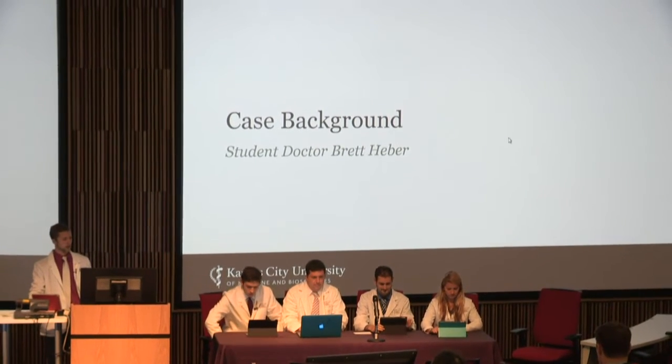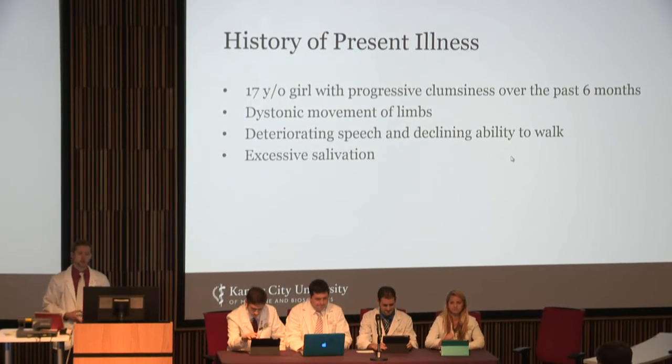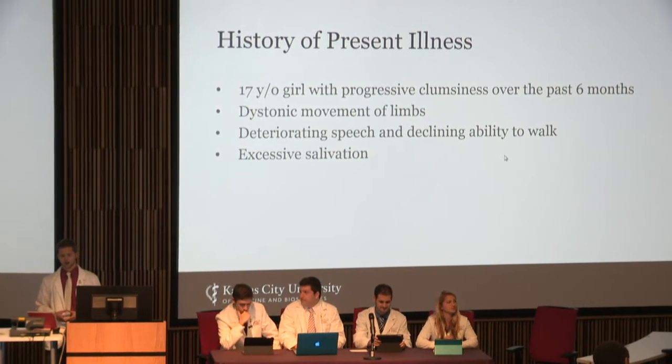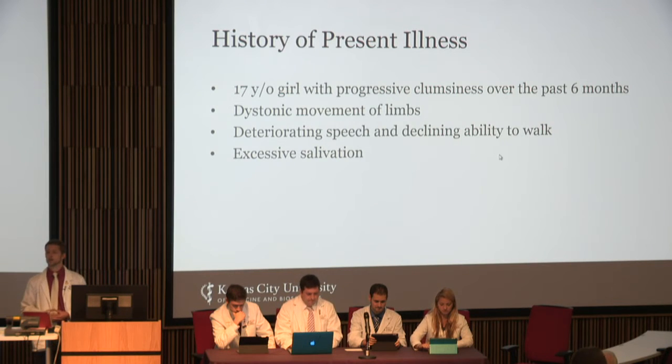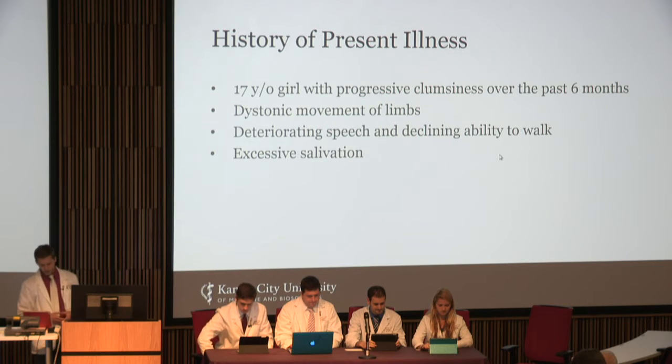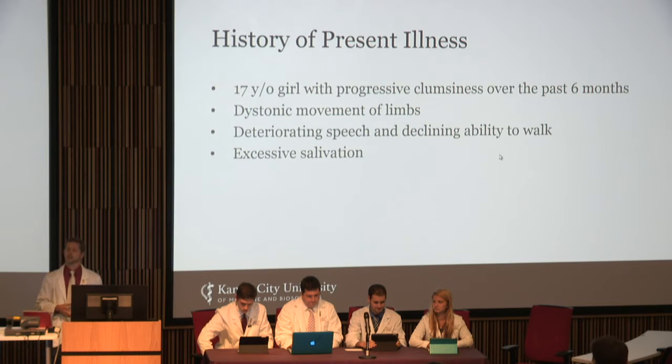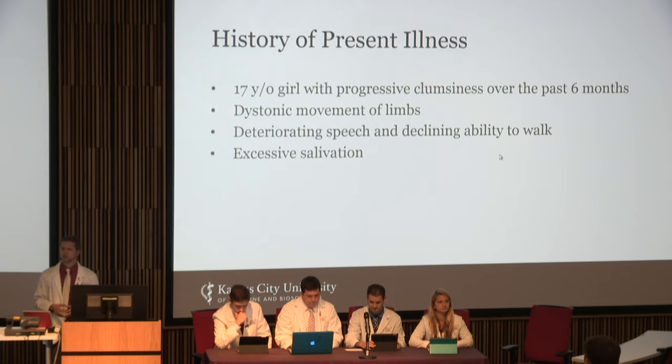Let's begin with some background. A 17-year-old girl is brought to the outpatient clinic by her parents, who display concern over progressive clumsiness, which has persisted over the last 6 months. The patient also presents with dystonic movement in all of her limbs. This is characterized by contractions which are causing the limbs to be abnormally twisted. The patient also has deteriorating speech and declining ability to walk, which has also persisted over the last 6 months. Her parents also display concern over recent excessive salivation.